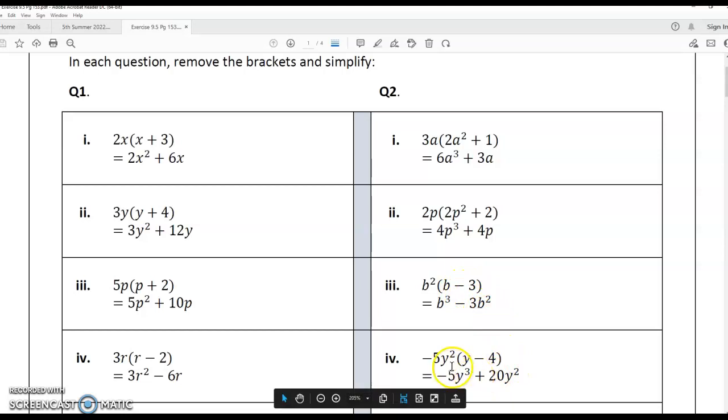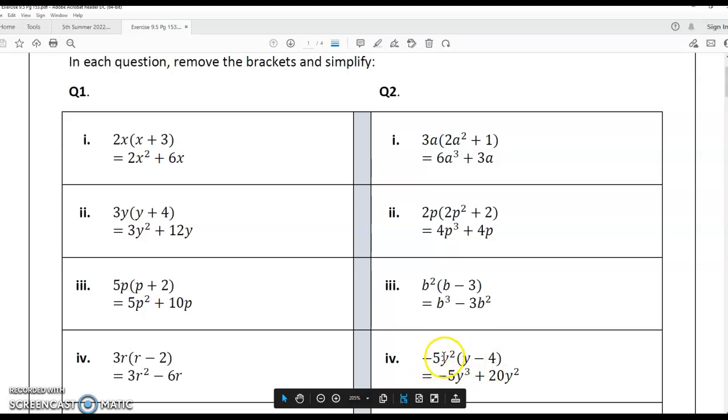The last one here is minus 5y squared by y minus 4. Remember now you've got to multiply this here by both of these pieces inside, by the y and by the minus 4. So the first part we have is minus 5y squared multiplied by y. Unlike signs give us minus, 5 by 1 gives us 5, and y squared by y gives us y cubed. If you break it down to sign, number, letter, you'll have no problems.